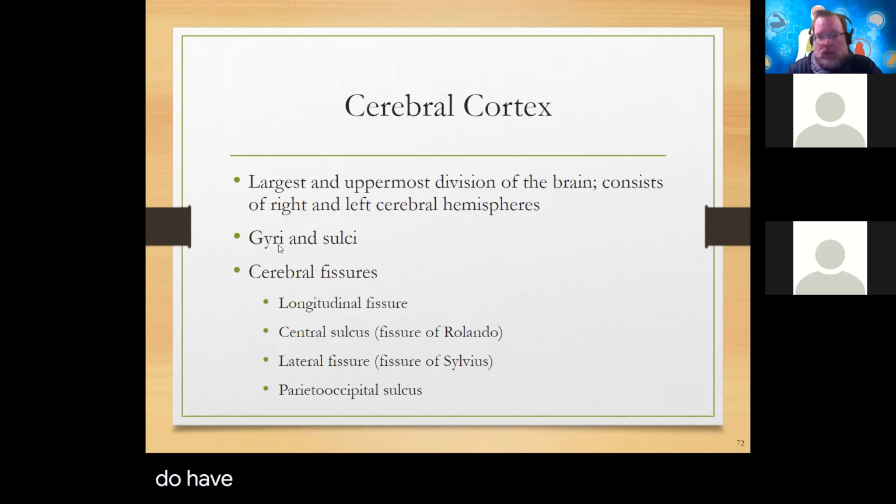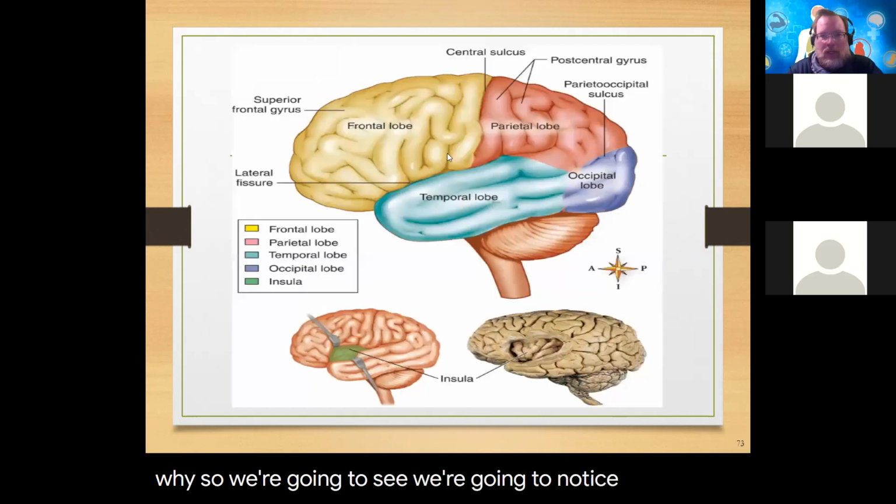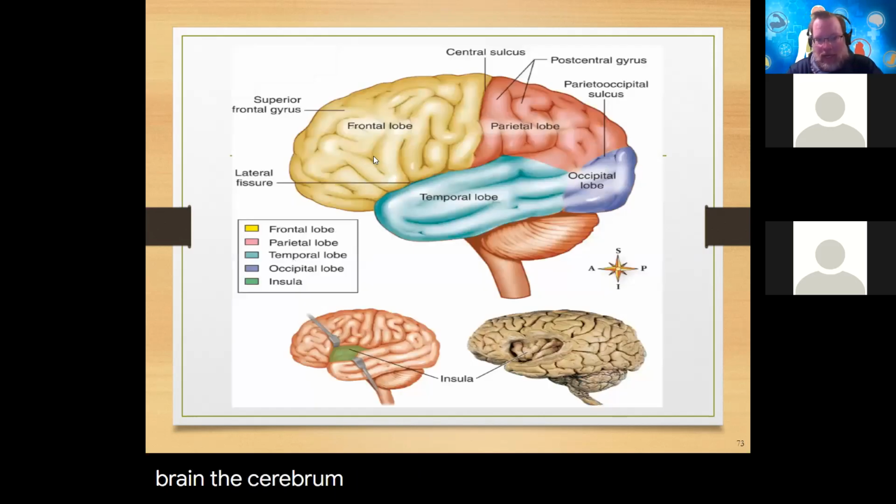We do have what are called gyri and sulci. These are the plural forms. One is a gyrus and one is a sulcus. So we're going to notice that the cerebrum has some bumps as well as some grooves in it. So these bumps are going to be gyri. Coming down to the actual brain, all of these puffy parts are gyri, and then the grooves are going to be sulci.